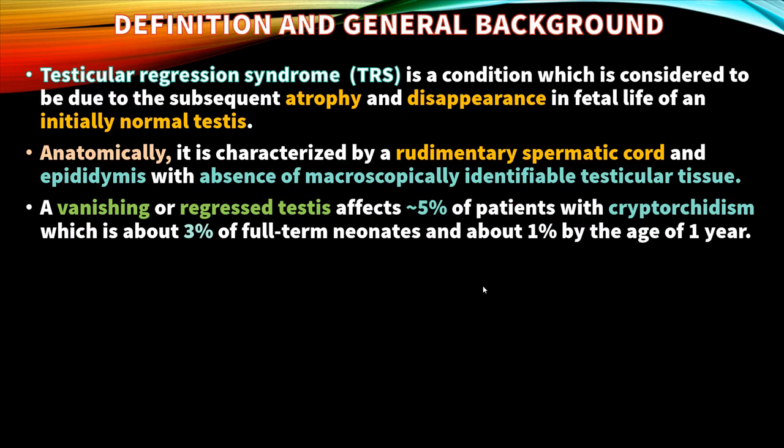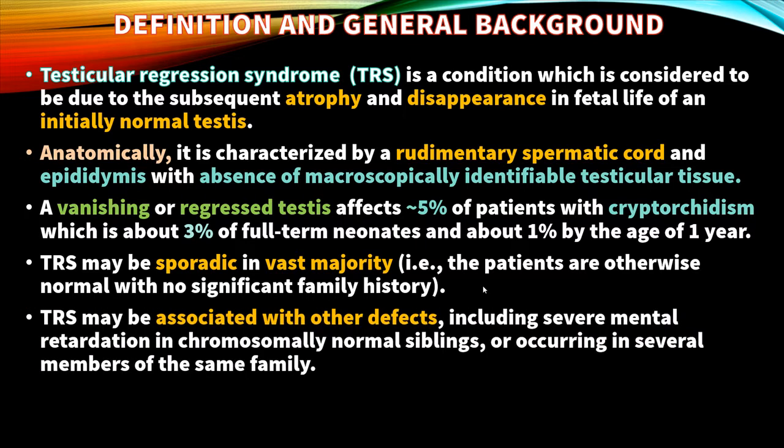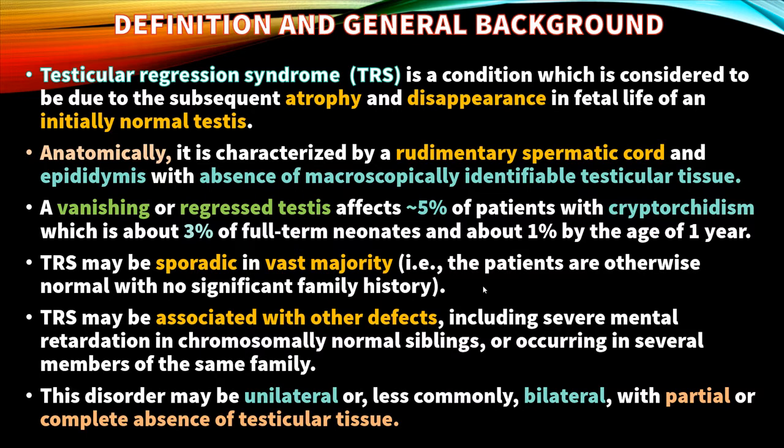A vanishing or regressed testis affects approximately 5% of patients with cryptorchidism, which is about 3% of full-term neonates and about 1% by the age of 1 year. TRS may be sporadic in the vast majority, that is, the patients are otherwise normal with no significant family history. TRS may be associated with other defects, including severe mental retardation in chromosomally normal siblings or occurring in several members of the same family. This disorder may be unilateral or less commonly bilateral with partial or complete absence of testicular tissue.